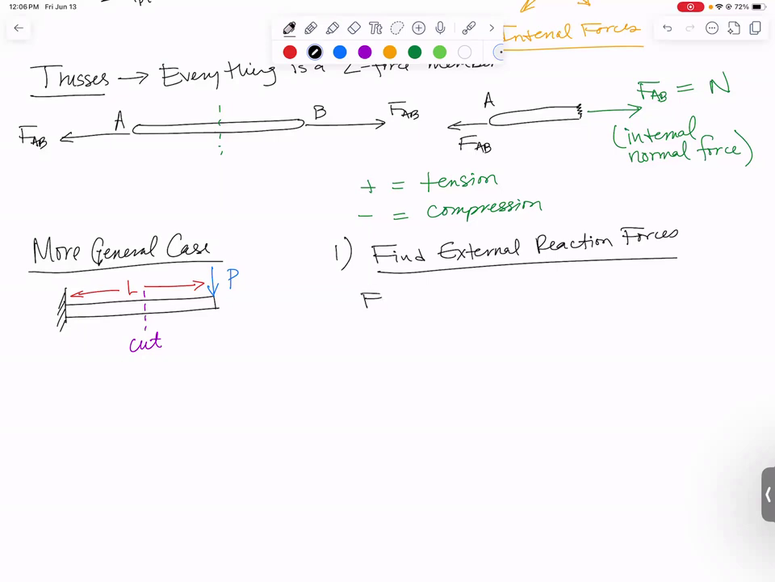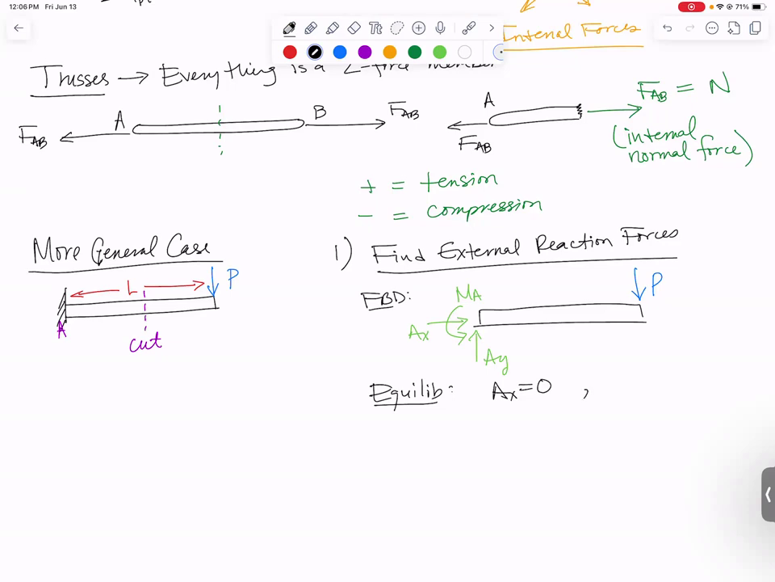Let's draw a whole free body diagram. We are going to have our downward load P over here at point A. We're going to have an upward AY, possibly to the right an AX, and potentially a couple moment MA, because a fixed support can produce a moment as well. Then we do our equilibrium equations, which we're going to do really fast today so we can jump to the new stuff. Summing forces in the X, you get AX is 0. Summing forces in the Y, you get AY equals P. And summing moments about point A, you get that MA is equal to P times L. So we've got our reaction forces.